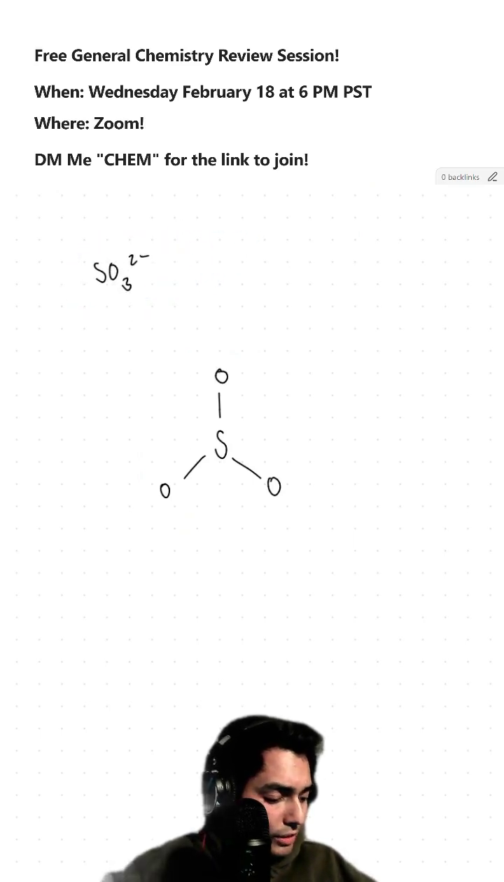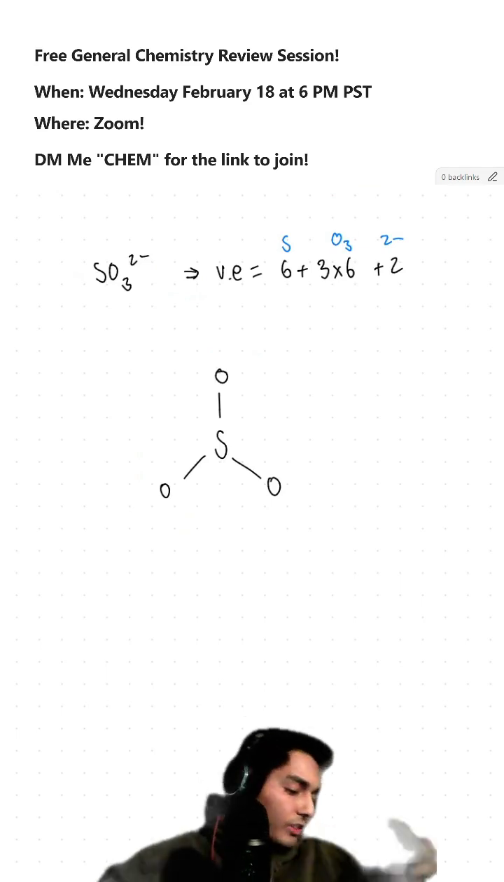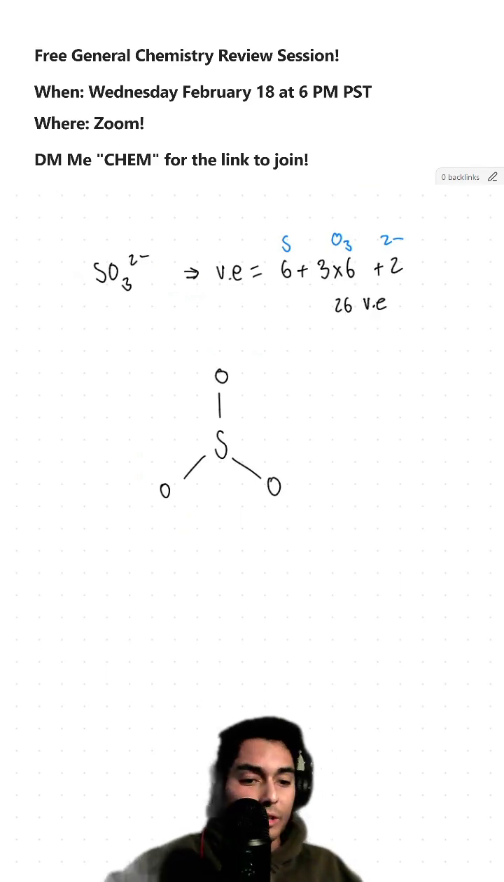So how many valence electrons do we have? Sulfur is typically going to have 6, and then oxygen is typically going to have 6 as well, plus my 2. So that's going to be SO3 2 minus. So in total, what is 6 plus 3 times 6? In other words, that's 6 times 4 is 24 plus 2. Should be 26 valence electrons. Okay, so now I have SO3.